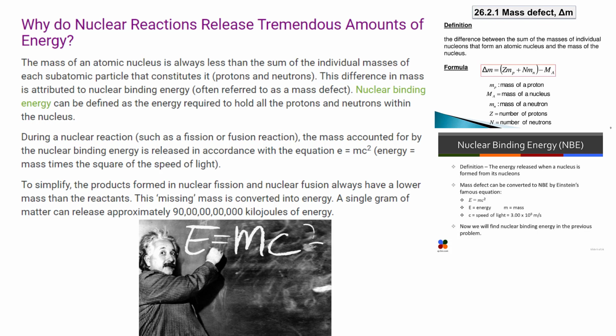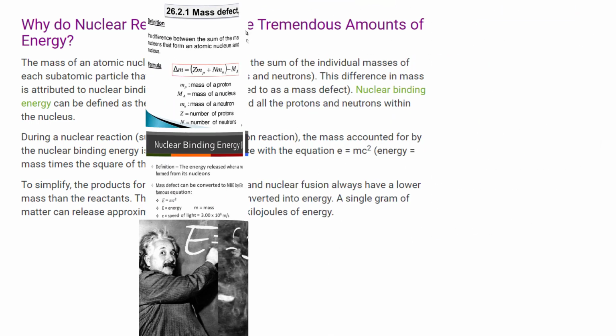During a nuclear reaction, such as a fission or fusion reaction, the mass accounted for by the nuclear binding energy is released in accordance with the equation E equals mc squared. Energy equals mass times the square of the speed of light. To simplify, the products formed in nuclear fission and nuclear fusion always have a lower mass than the reactants. This missing mass is converted into energy. A single gram of matter can release approximately 90 billion kilojoules of energy.